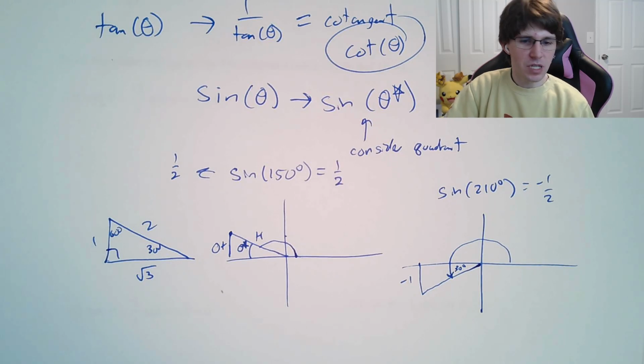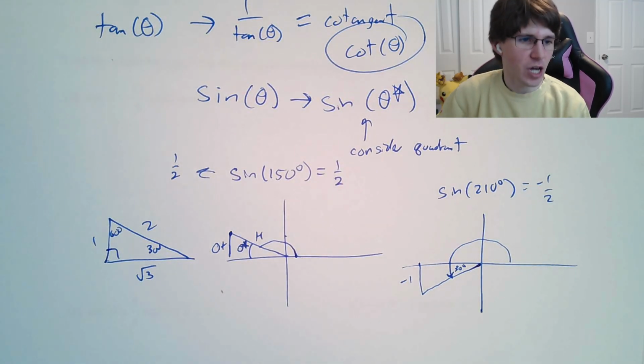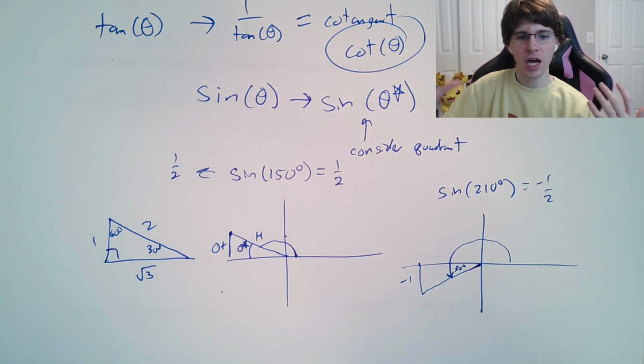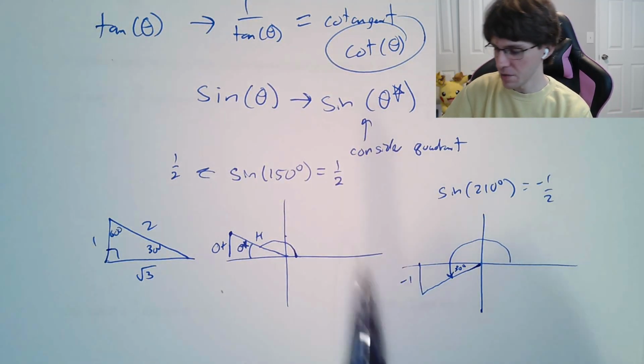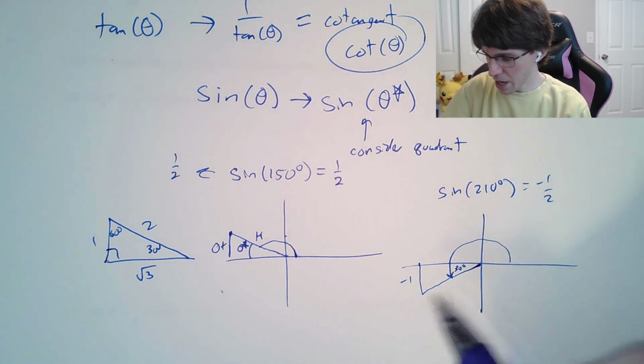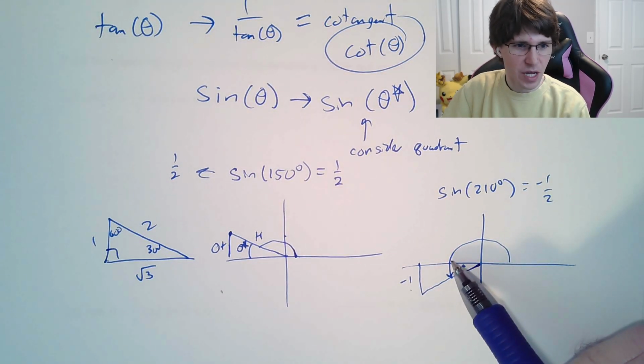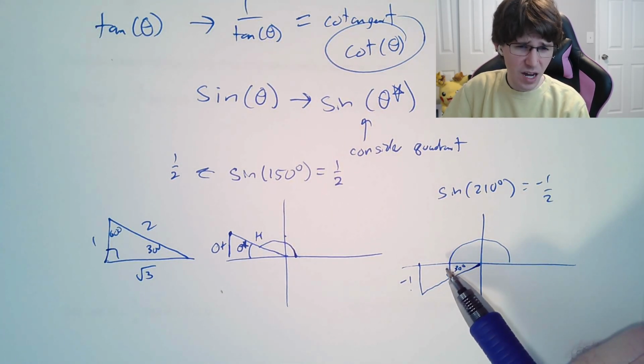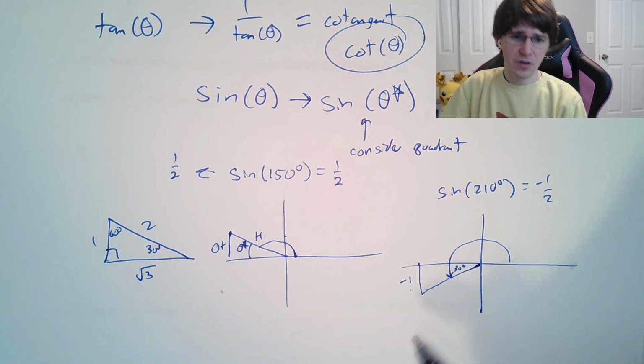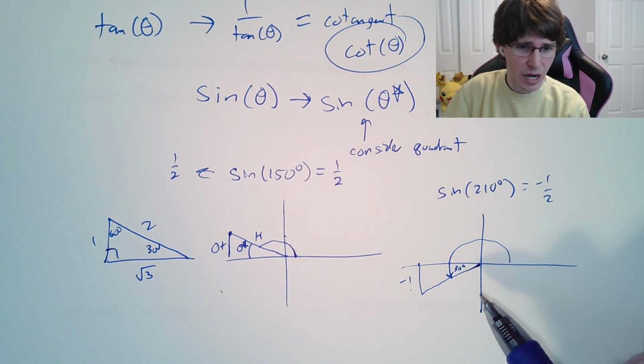There are a few ways you could do this. If you want to, you could just draw the picture every single time, and then you can just look at the actual physical signs of the things, because you could say, hey, my y value is negative, my x value is negative, and because of that, I know that sine's going to be negative, cosine's going to be negative, and tangent's got to be positive.